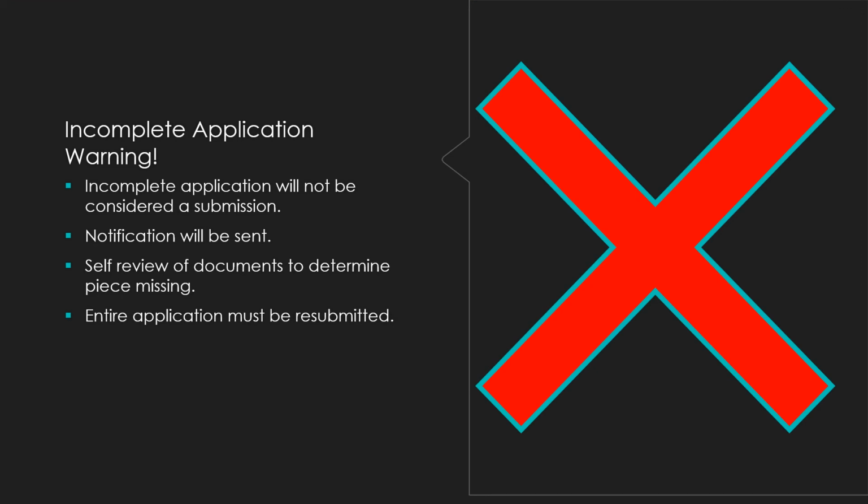Incomplete applications are not considered a valid submission. If the application is missing one of the minimum requirements that we discussed in the previous slide, it is likely you will receive an incomplete notification via email. Providers will need to self-review the documents that they submitted to the PCC unit in order to determine what is missing or incomplete. The entire application needs to be resubmitted to include all documents, including the missing pieces, that would make the application then complete and eligible for review. Review application guidance for additional information.